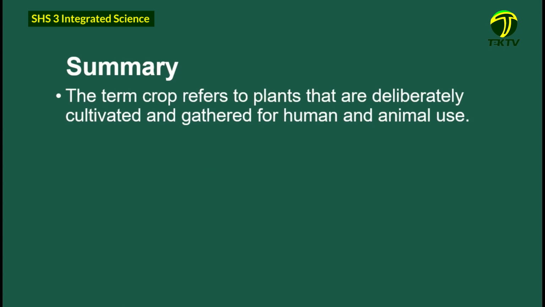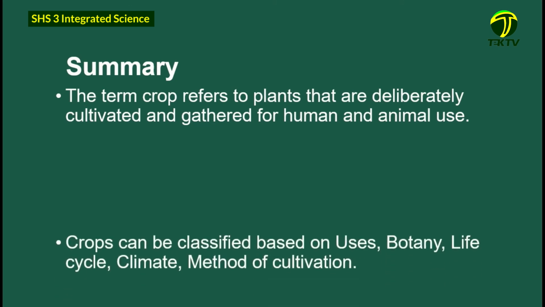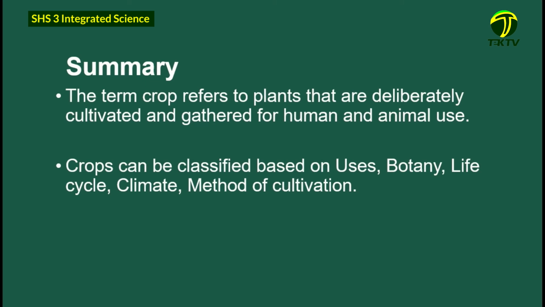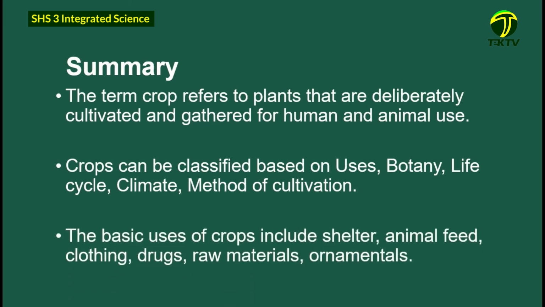In summary, we have discussed the term crop, and we said that crop refers to plants that are deliberately cultivated and gathered for human and animal use. We also mentioned the fact that crops can be classified based on uses, botany, life cycle, climatic conditions, and method of cultivation. We also, in this lesson, have studied some of the uses of crops, which include shelter, animal feed, clothing, drugs, raw materials, and ornamentals.